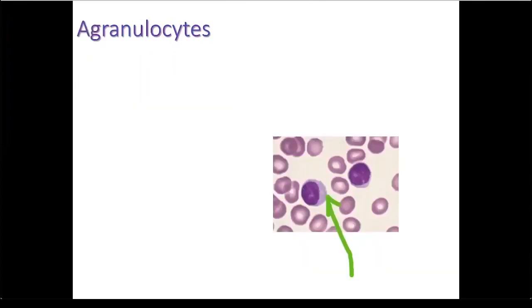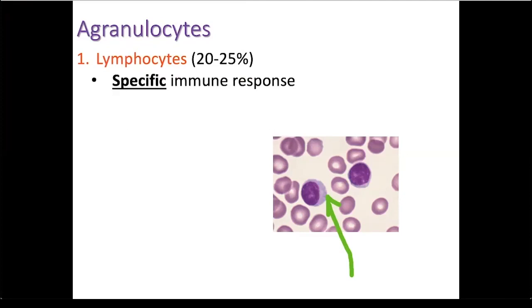Now let's look at the agranulocytes. Recall that they don't have visible granules when they are stained. Their cytoplasm looks a pale blue. There are 2 types of agranulocytes. Lymphocytes, which make up 20 to 25% of the leukocytes, are involved in your specific immune response. It's important that you make a distinction here that the immune response is specific. I'll describe the significance of this when we cover the immune system in lecture.